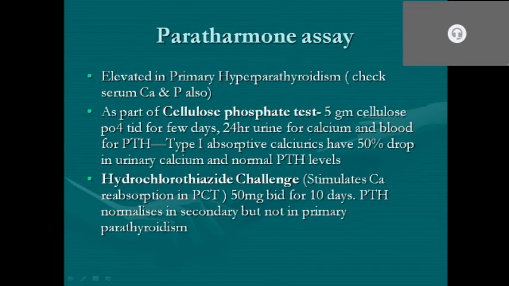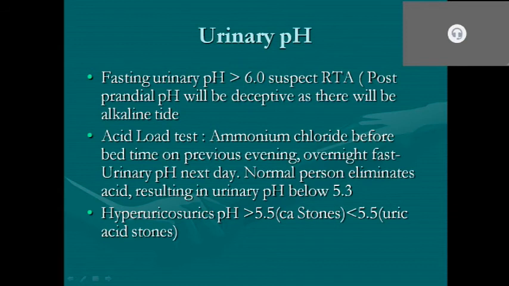And the other very important assay to be done in such cases, especially if there is high serum calcium in the biochemical analysis of the patient, is the parathormone assay, which will be elevated in primary hyperparathyroidism, as we have discussed in the last class. You can read about the cellulose phosphate test and hydrochlorothiazide challenge test.